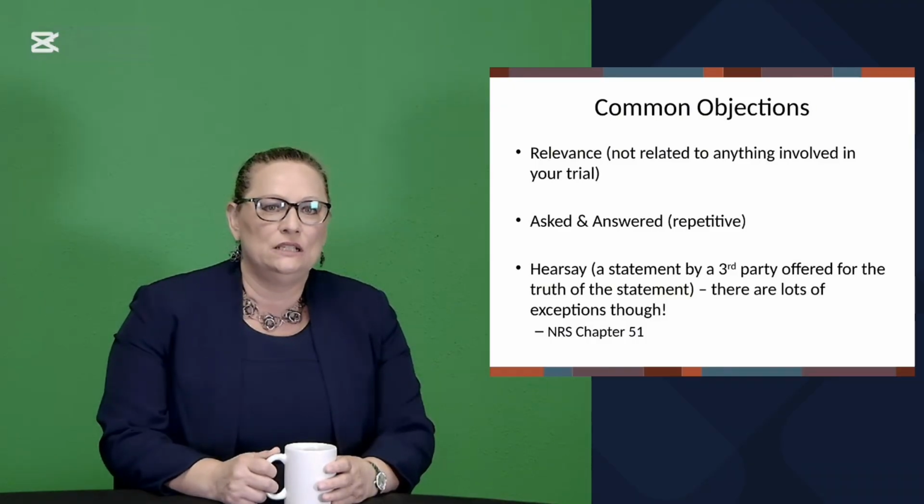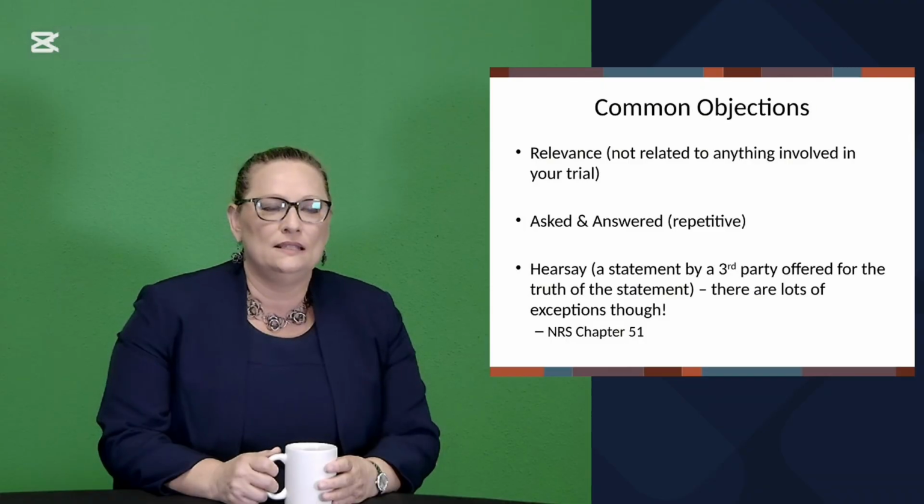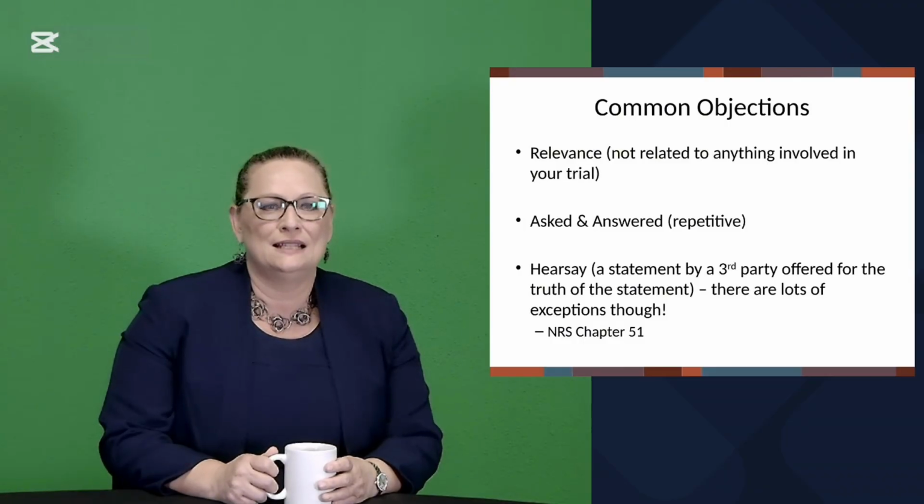One big objection that is the most basic one, which is relevance. So this is not related to anything that we're dealing with at this trial. In family law cases, there's a lot of things that are relevant that have to do with what you're fighting over, and so relevance is not necessarily the most common objection that actually gets granted in a family court case. But there can be things that are not relevant that you're going to want to object to. Another common objection is asked and answered. That means that the other side already asked it, it already got answered. We're just repeating it again.